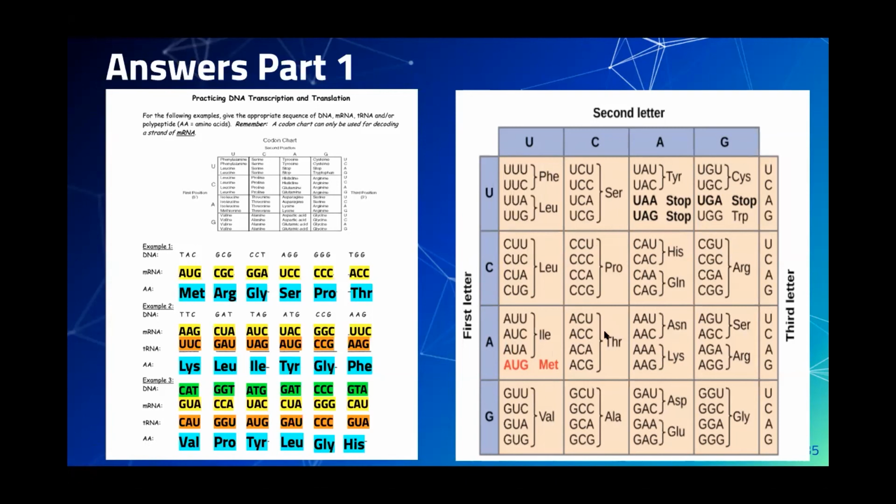Yeah, so really the key things to remember is that mRNA is complementary to DNA. The amino acids correspond to the mRNA, not the tRNA. And then tRNA is complementary to mRNA. So if you guys understand those concepts, you'll get all of these right.